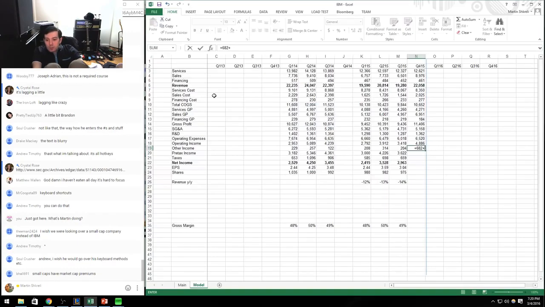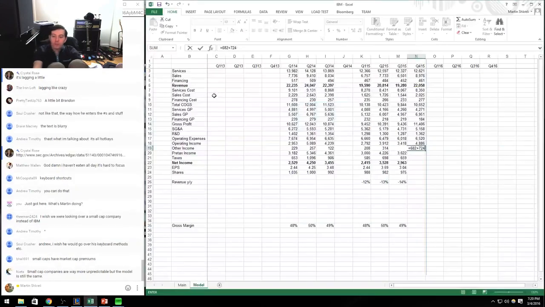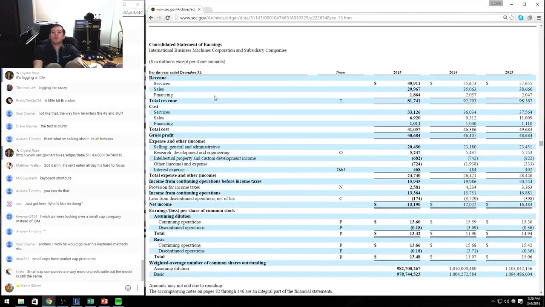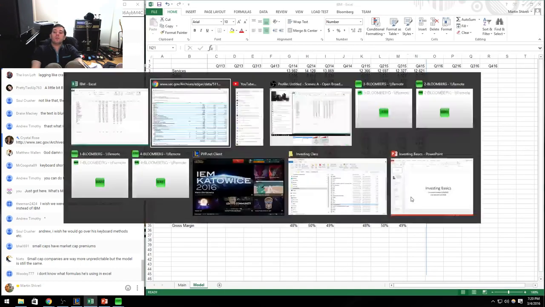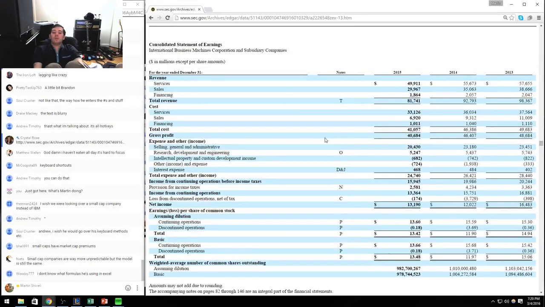Almost done. We're getting a picture of IBM as we do this, right? The picture is they make about $2 or $3 billion a quarter, or about 12 or 13 billion a year. And you can see in 2013 they made 16 billion. Why does this all matter? Well, we'll get to that in a second.